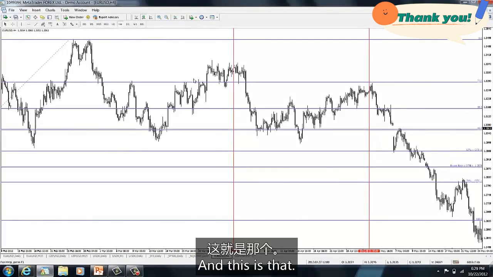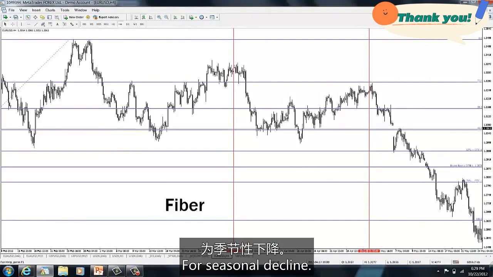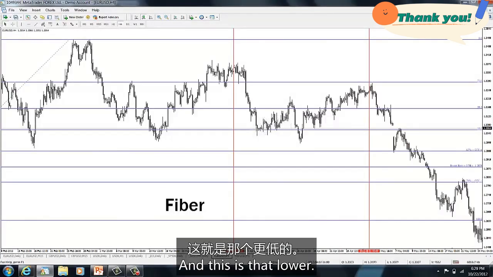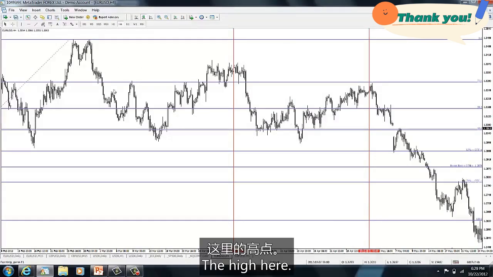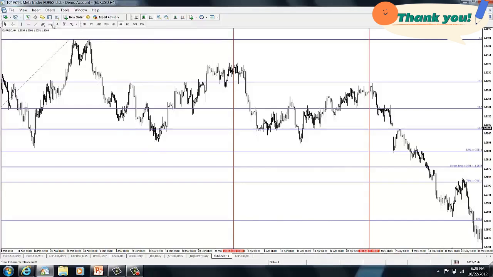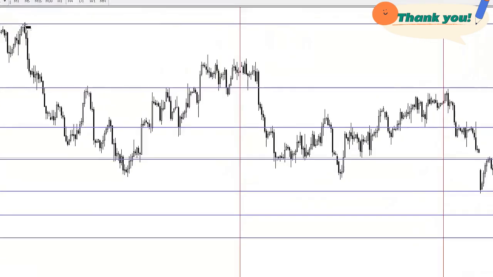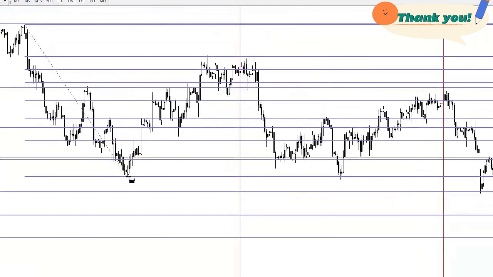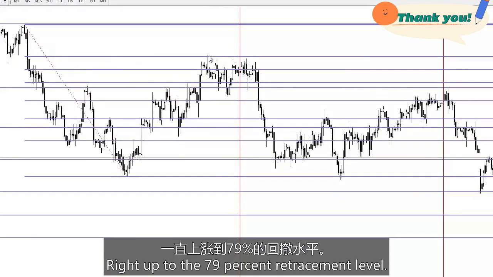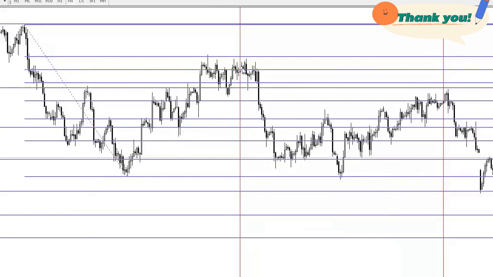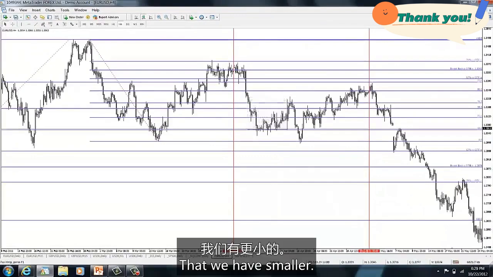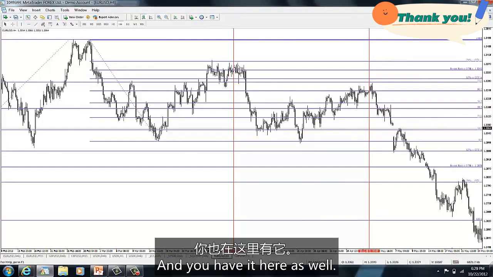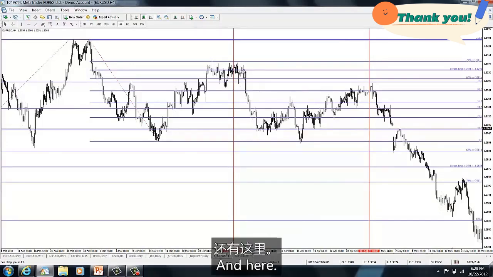4 hour chart, and this is that opportunity for a seasonal decline in April here, and this is that lower high going into the beginning of April. If you use the high here and price trades down, pull it down to that low, you see how price goes right after the 79-cent retracement level and stays there for a little bit and then finally breaks down. Notice also that we have smaller optimal trade entries in that same area, and you have it here as well. Here, this high, low, and here, and it breaks down.